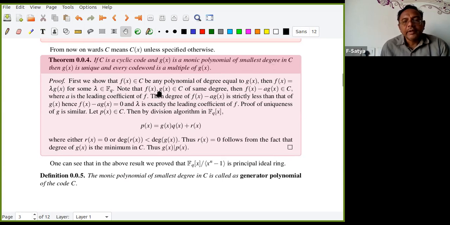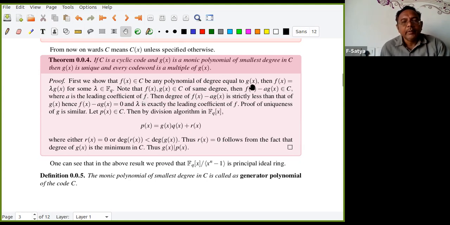Note that f(x) and g(x) belong to C, with the same degree. Why? They are the same degree, fine. But why are both in C? Because I already took f(x) in C, so no problem. So they are of the same degree. Now f(x) minus a times g(x) also belongs to C. Why? Where a is some scalar, the leading coefficient of f.